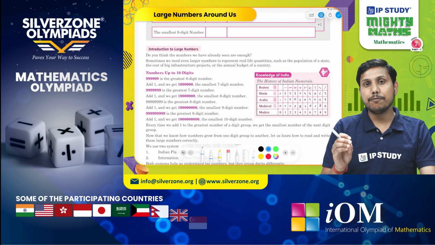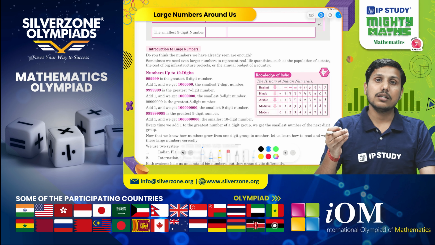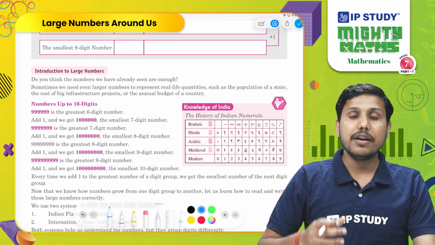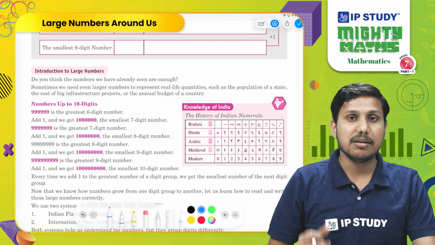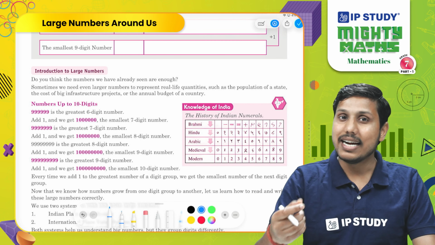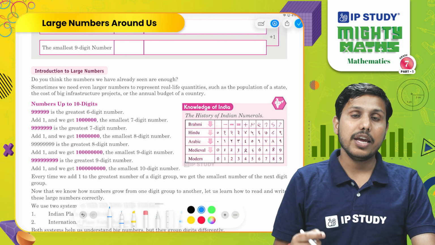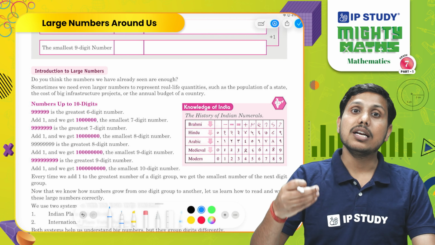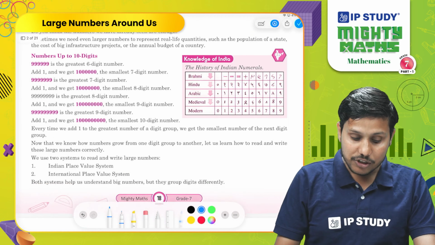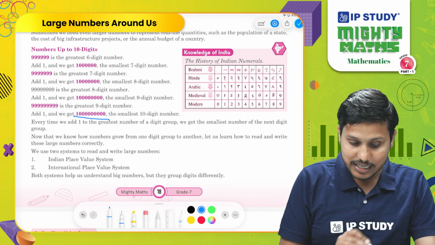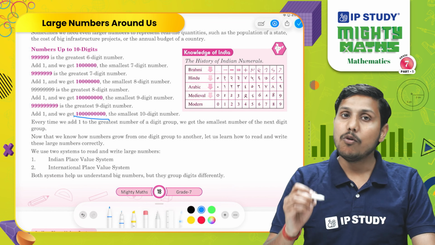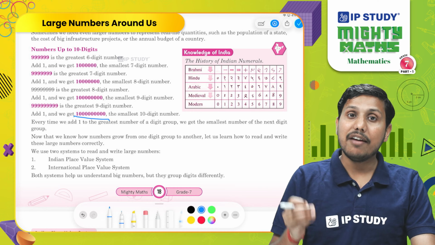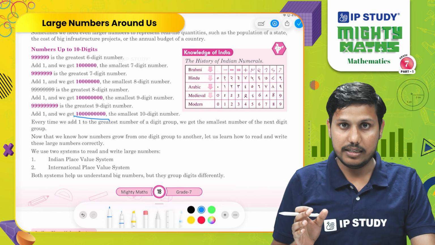So we know that when we add 1 to the greatest 8-digit number, we get the smallest 9-digit number. Then if we add 1 to the greatest 9-digit number, we get the smallest 10-digit number. So if we keep adding, and we reach a new number by adding 1 to the greatest 9-digit number, it will have 10 digits, and this number will be called 1 arab. So we'll see how to read and write numbers having 10 or more digits.